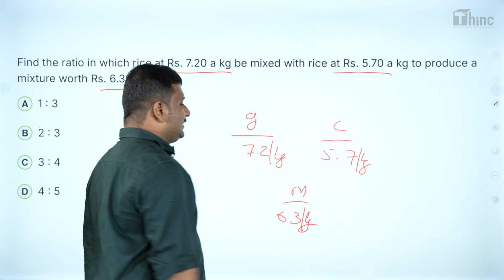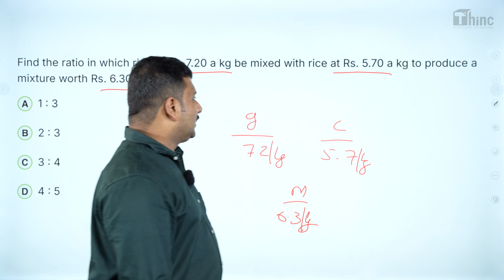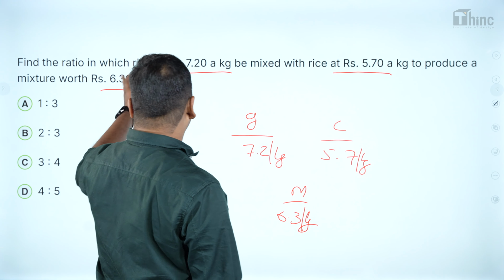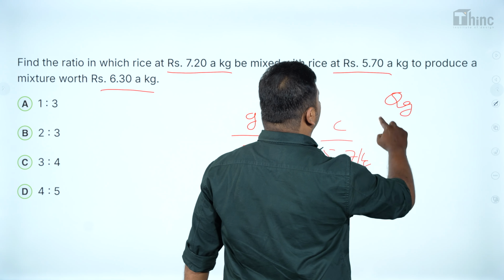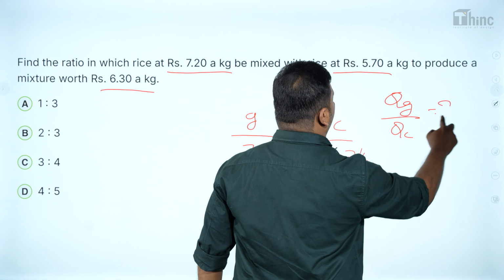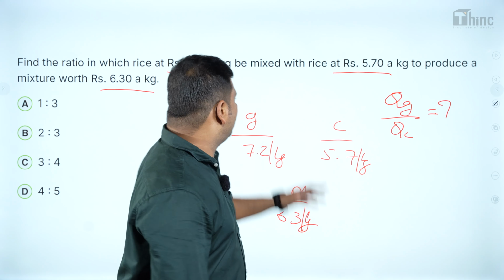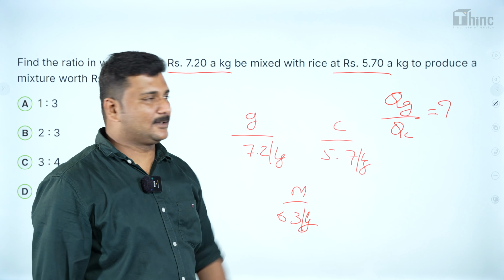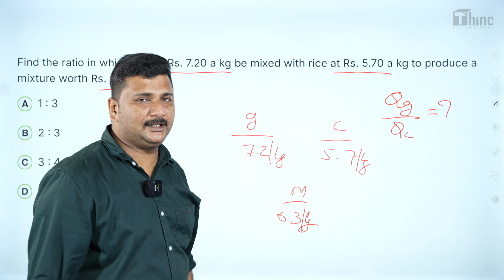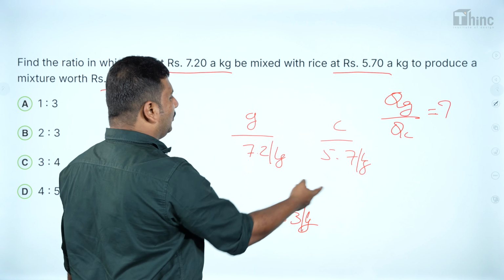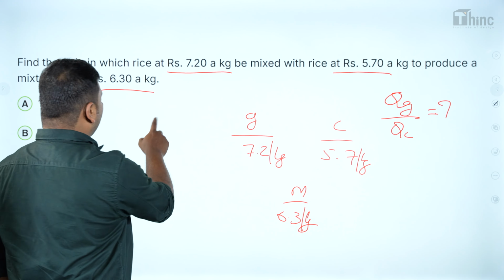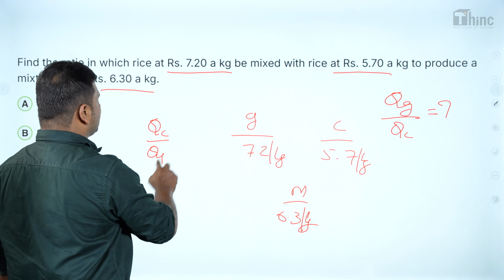So you know what is G, C and M, right? So what we need to find is in what ratio the good quality is mixed with cheap quality. So QG by QC ratio is what they're asking, right? So in what ratio this is mixed with that is the question. So the good quality is mixed with cheap quality. The quantities are mixed in what ratio is the question. So now we don't know what QG by QC is, but we know what is QC by QG.